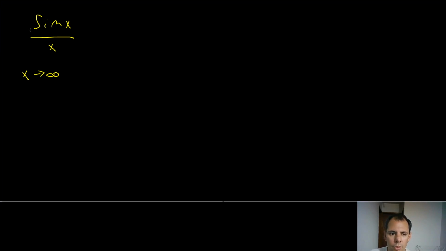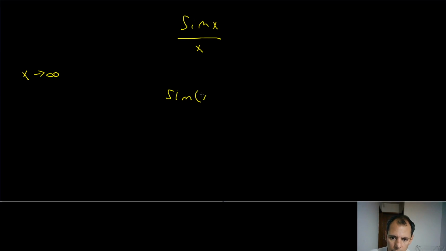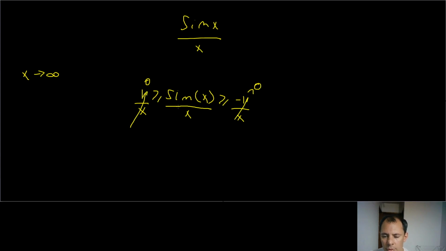But there's another way of looking at this. I'm going to bring this over here. We know that the sine of x is between 1 and minus 1, so greater than or equal to minus 1 and less than or equal to 1. Now, if you divide this by x, and this by x, and this by x, as x approaches infinity, this is going to go to 0, this is going to go to 0, and by the sandwich theorem, this has to go to 0 too.